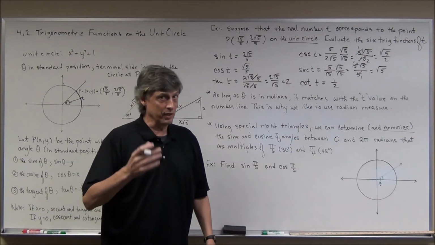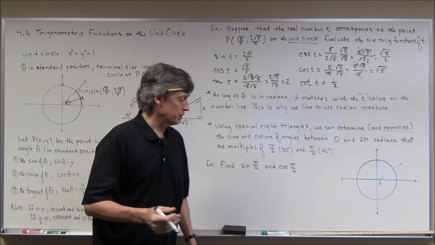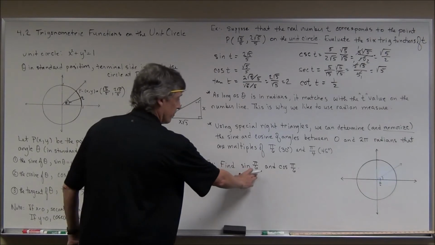Now think about this. If you know sine and cosine, you can find the other 4 trig functions. You can find tangent, cosecant, secant, and cotangent because of the relationships that we've defined here. So let's go ahead and find the sine of pi over 6.